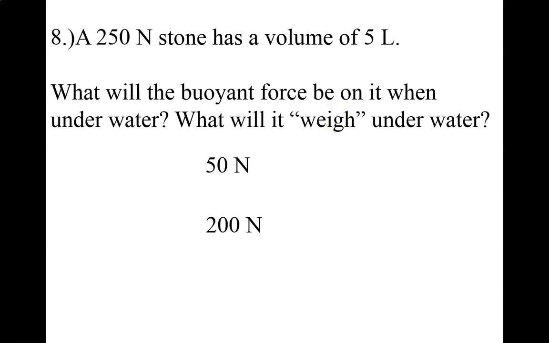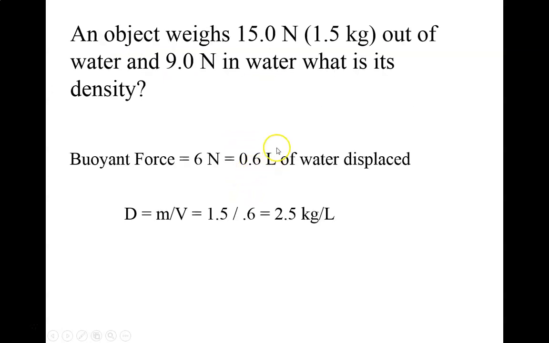5 liters times 10 newtons per liter. So there's going to be 50 newtons of buoyant force pushing it up. So that means it's only going to appear to weigh 50 newtons less than the 250 newtons. So its apparent weight will be 200 newtons. There's a cool little trick where you can weigh an object in and out of water, and you can figure out its density very, very easily.